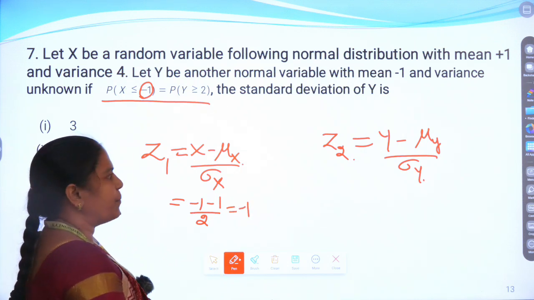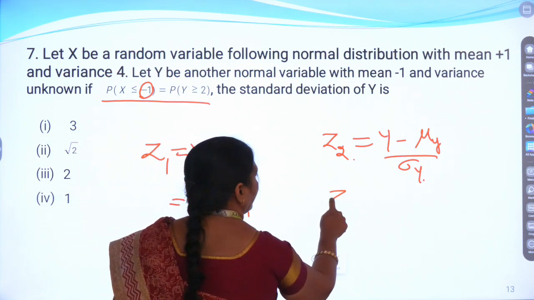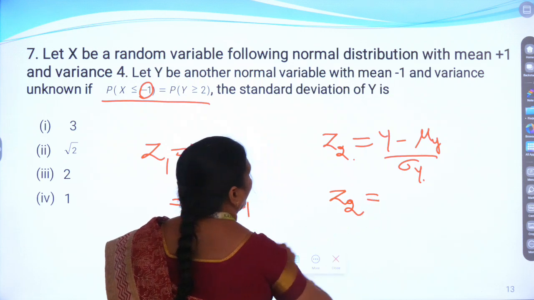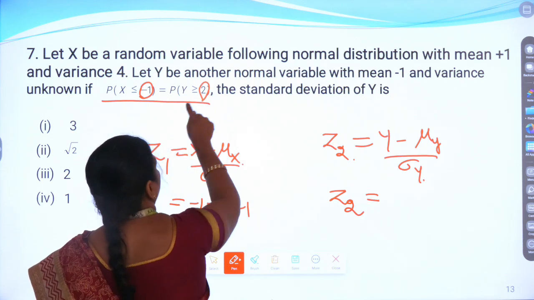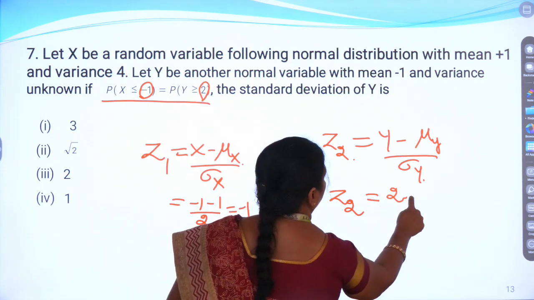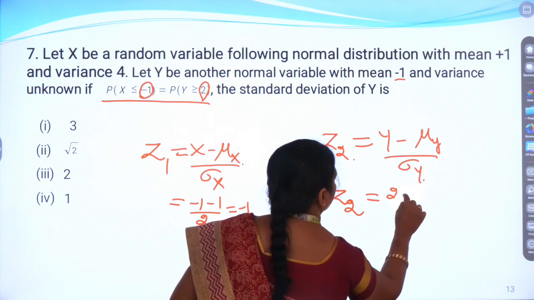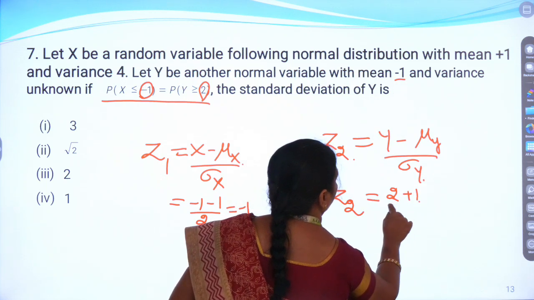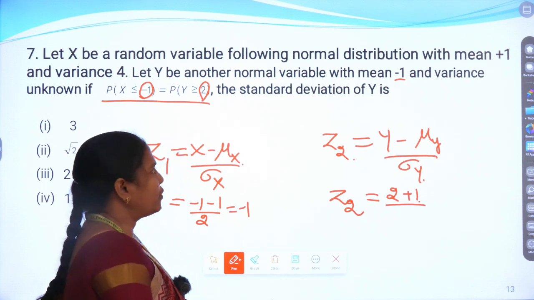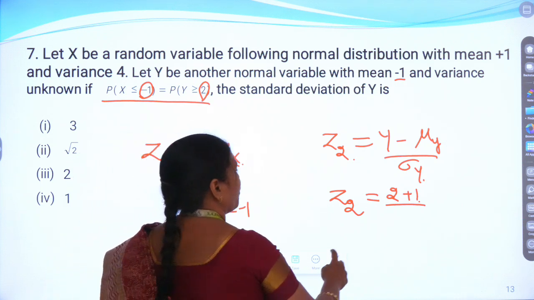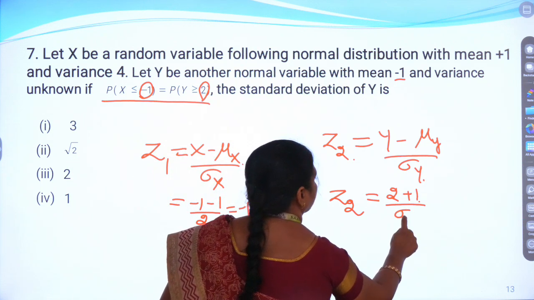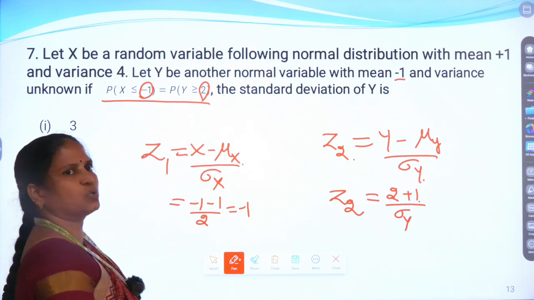The value is minus 1. Now we are going to evaluate z2. Y is given as 2. So 2 minus mu y, which is minus 1. So minus of minus 1 you will get plus 1, divided by the variance of y, which we don't know. It is sigma y, the standard deviation, which is also unknown.